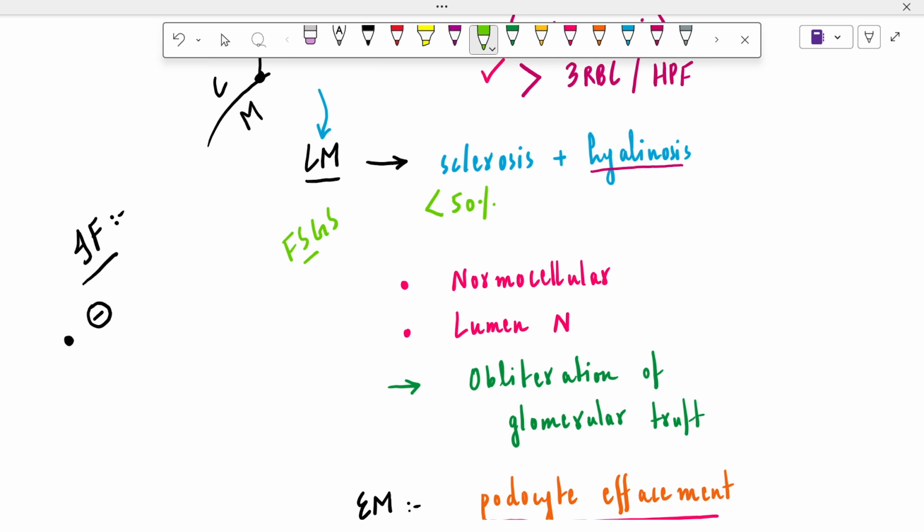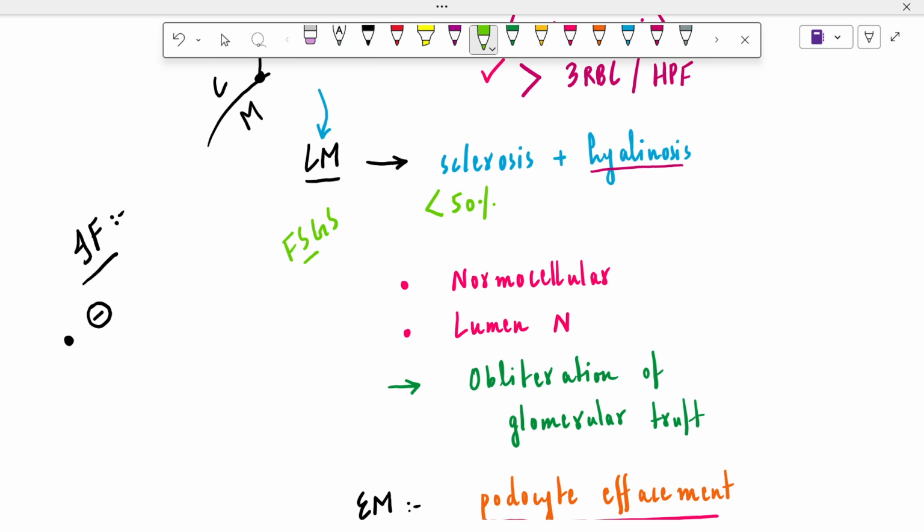Lastly, we need to talk about the Columbia classification and we will look at these slides. What is the Columbia classification of FSGS? The Columbia classification has divided the FSGS into 5 types. Number 1 is FSGS NOS, not otherwise specified. It is the most common type.